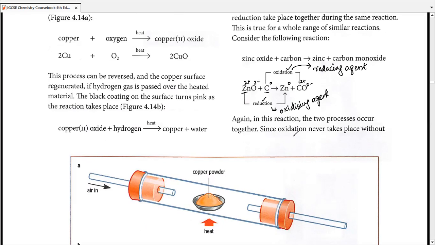Sometimes they ask the questions about oxidation or reduction. Sometimes they ask you to identify the oxidizing or the reducing agent.